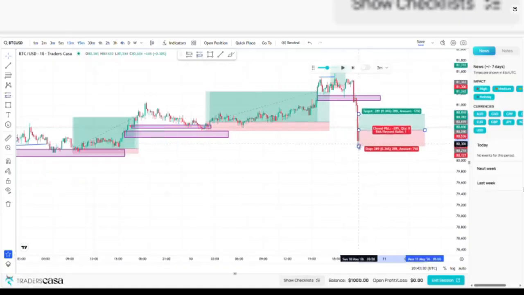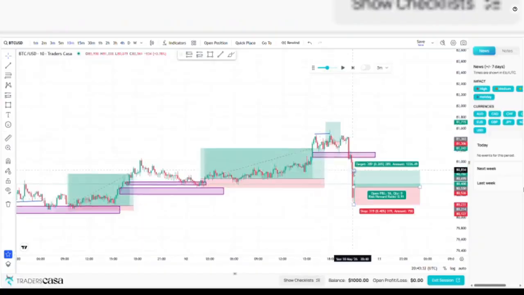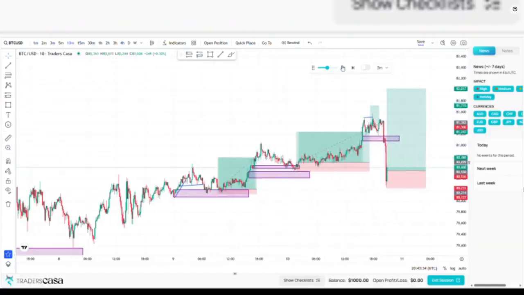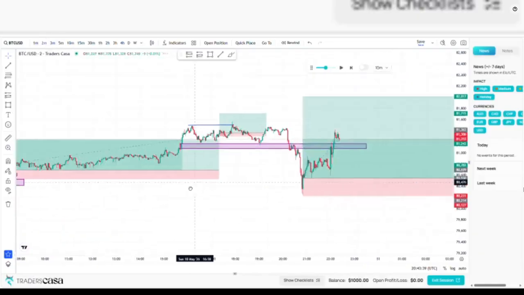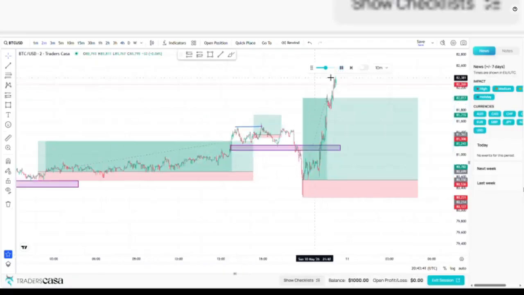Okay, goes to the extended expansion, hits this low, takes all this liquidity. And another win.